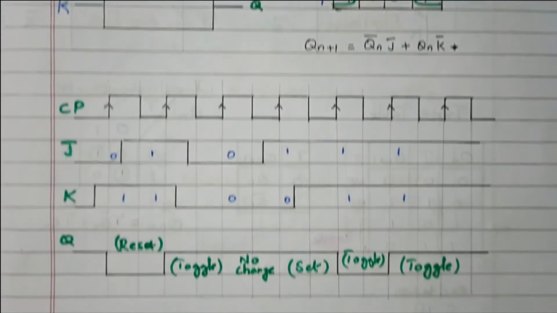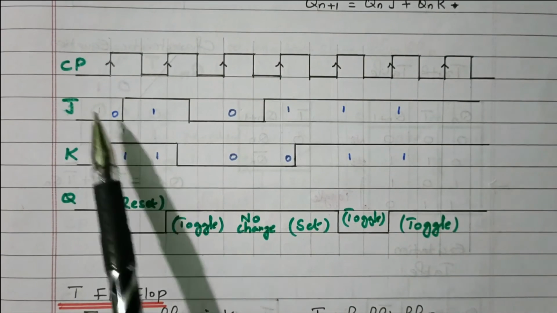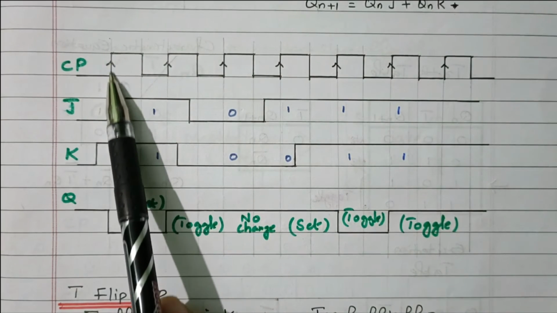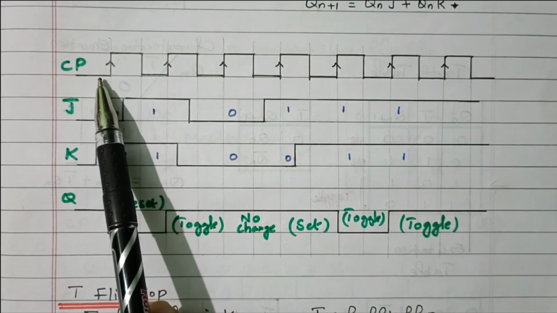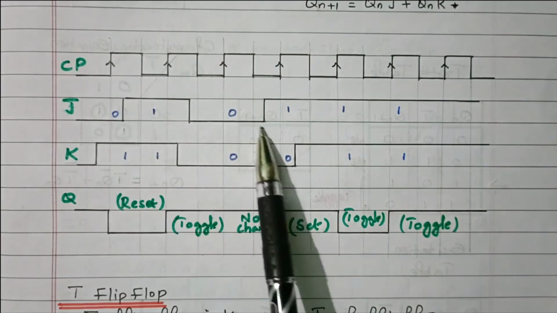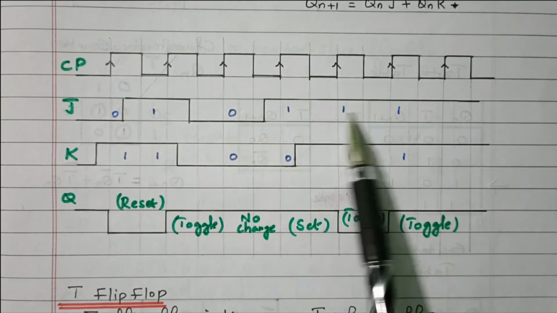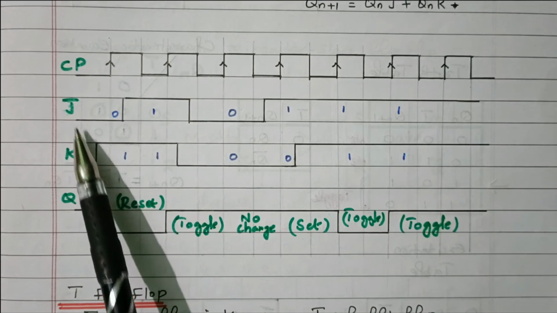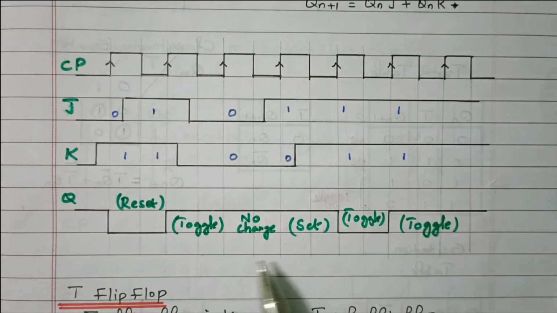Now we'll see the clock pulse. This is called positive edge triggered. Whenever it changes from 0 to 1, the process will be executed. So this is the J value and K value, what we discussed in the truth table. So this is reset, toggle, no change, set, toggle and toggle. It just keeps on changing, purely based on what we discussed in the truth table.